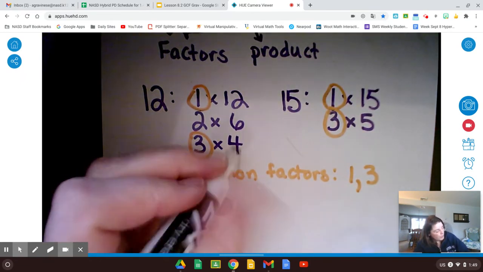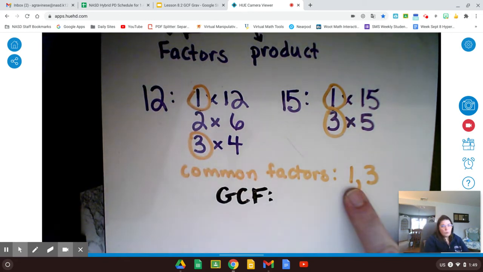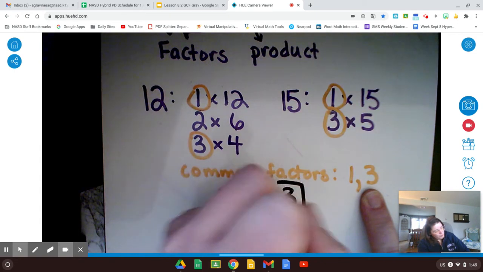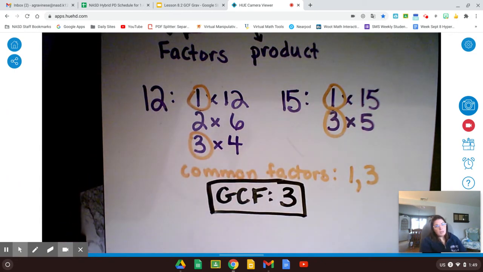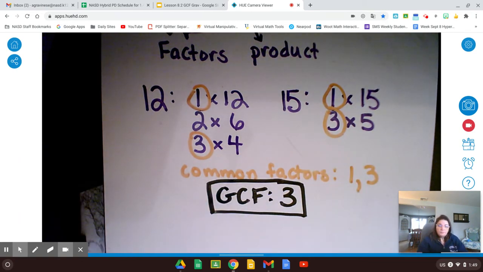So now, if I look at those common factors, which one's greater? 3, of course. So 3 is the greatest common factor, or GCF, of 12 and 15. And that's how we find the GCF.